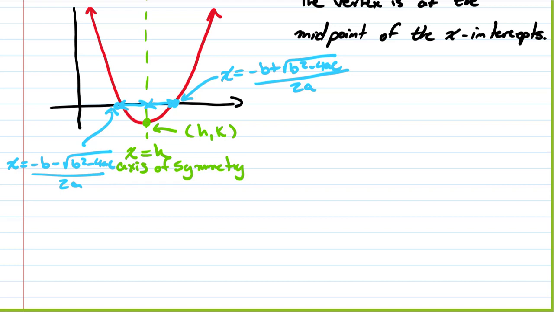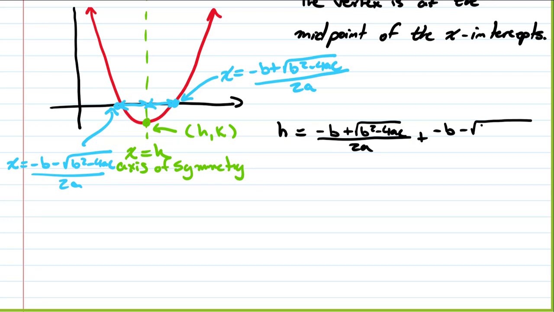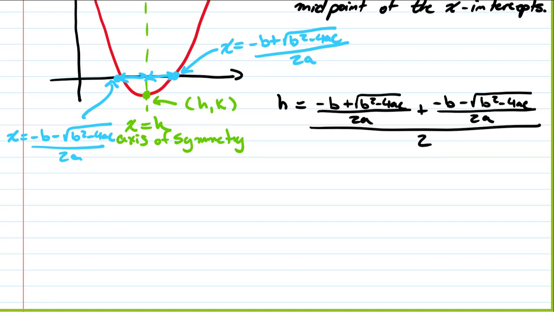So that tells us that h is going to be equal to negative b plus the square root of b squared minus 4ac all over 2a plus negative b minus the square root of b squared minus 4ac all over 2a, all divided by 2. So some really nice stuff happens. I have a common denominator already. I have a positive square root of b squared minus 4ac, and I have a negative square root of b squared minus 4ac. So those add to 0.